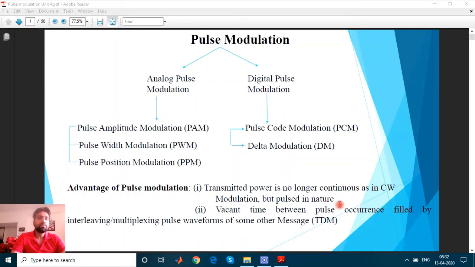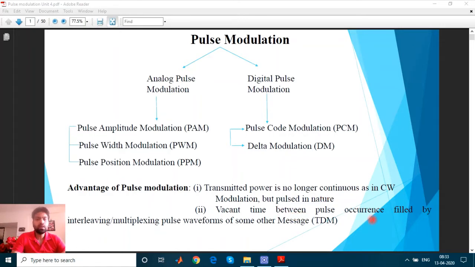During the continuous wave, we are transmitting power, and the carrier wave we are transmitting from one place to another place. So every time, power is being consumed by the carrier wave. But in the case of pulse modulation, we get this as an advantage: transmitted power is no longer continuous as in continuous wave modulation, but pulsed in nature. So by this we can easily save the power. This is a basic process by which we can save power.